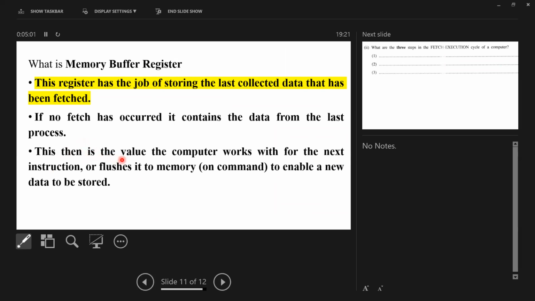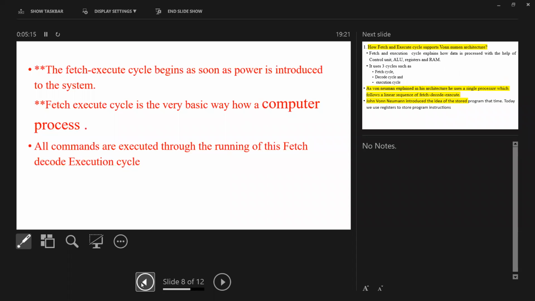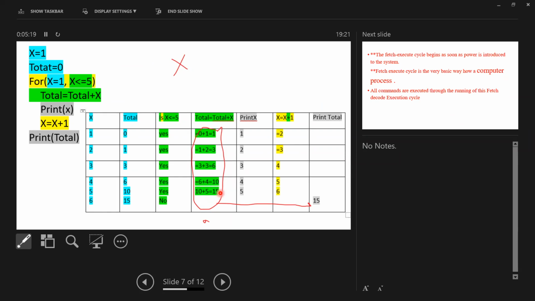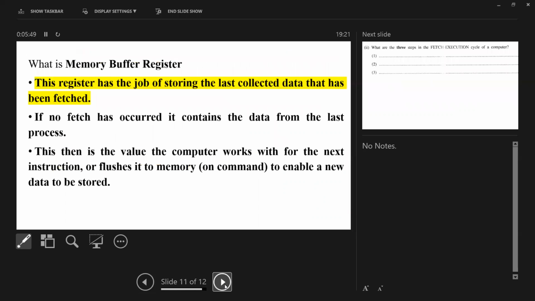So this is the value the computer works with for the next instruction, then flushes it to memory on the command, enabling new data to be stored. So while executing, what happens to the previous memory? It will be flushed out. Earlier 10 was there in the memory. Now 10 plus 5 became 15. Then the previous memory is flushed out. So number 1 is flushed out and 3 is written in. Then number 3 is flushed out and 6 is rewritten. Then 6 is flushed out and 10 is taken. Then 10 is flushed out and 15 is taken. Likewise, it will rewrite the memory buffer. Okay. So that is very important. We will write that also.